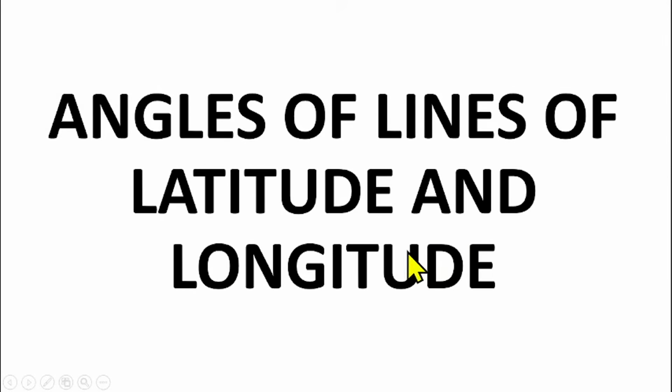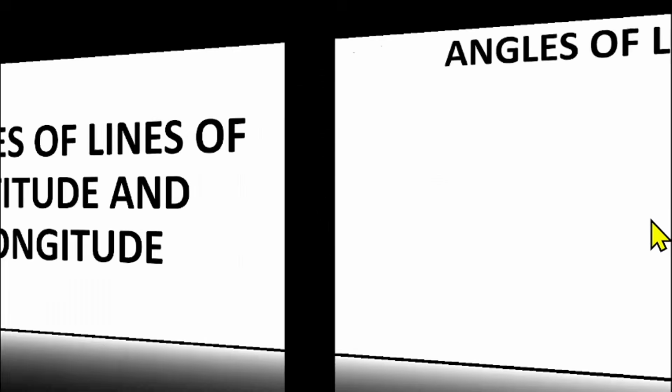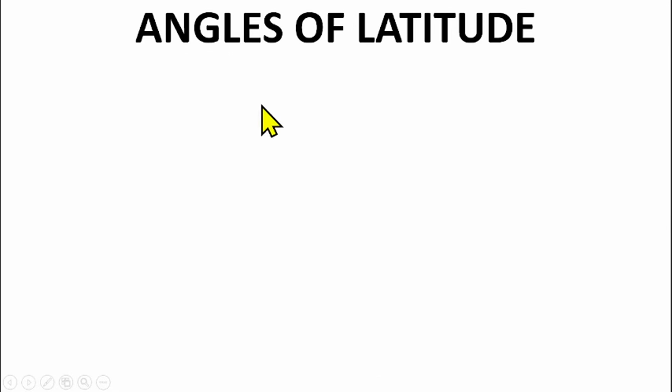Now, having known all these lines and being able to differentiate between all these lines that we have been mentioning, let's talk about the angles that latitude carries and the angles that longitude carries as well. The angles of the line of latitude and the angles of the line of longitude. Let's start with the angles of the line of latitude. Of course, I will tell you very soon the reason why we are studying all these lines.